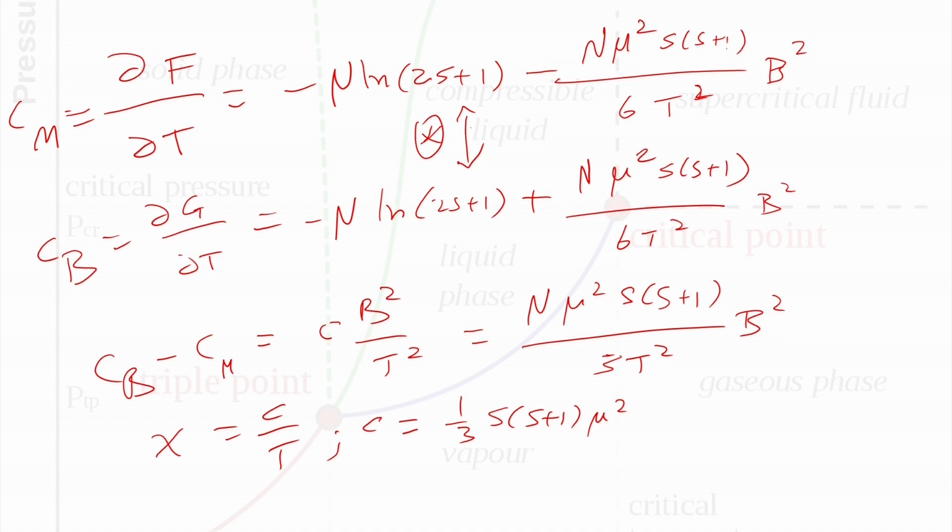So that's basically what it is. Well, there was a per particle, never mind. You can define magnetization per particle. But the point is that that's what this is. So it's C times b squared by t squared.